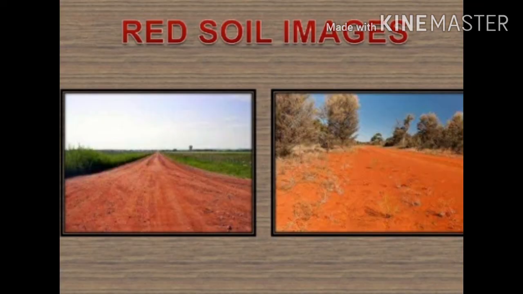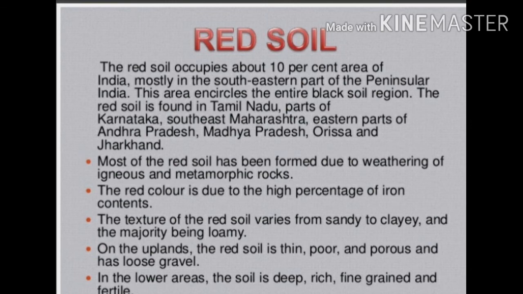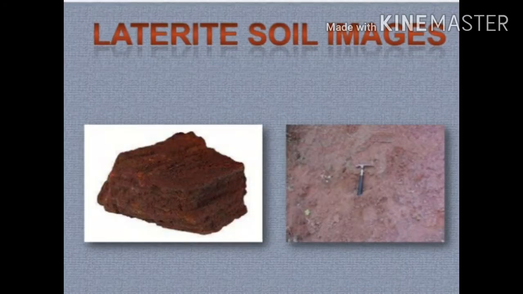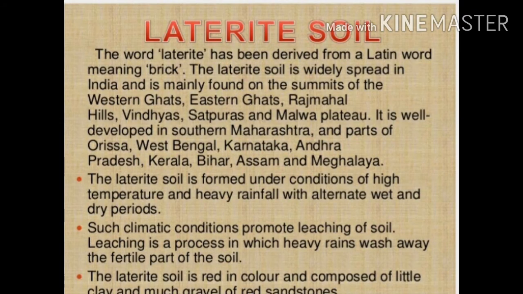The third type of soil is the red soil, which is formed due to weathering of igneous and metamorphic rock. It is high in iron content and usually needs fertilizers and irrigation to grow crops. The fourth type of soil found in India is the laterite soil, which is formed under conditions of high temperature and heavy rainfall with alternate wet and dry periods.